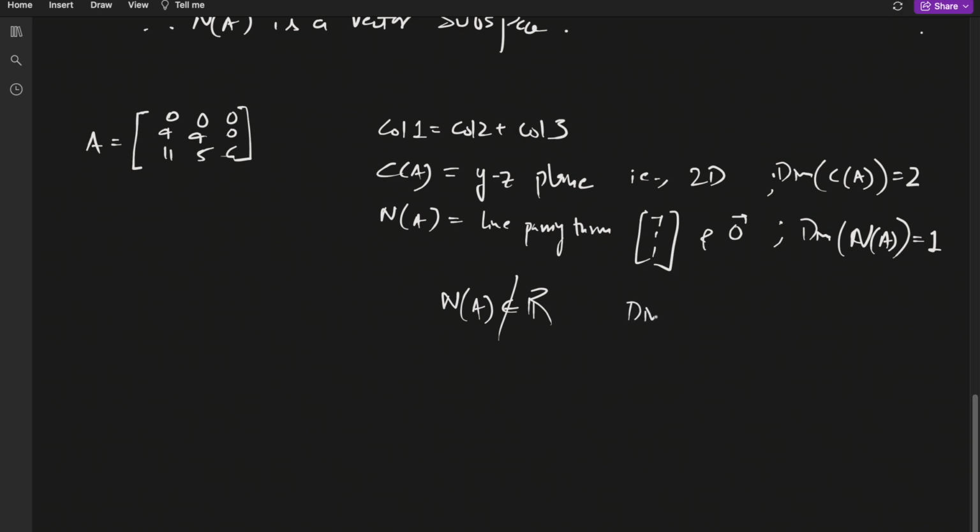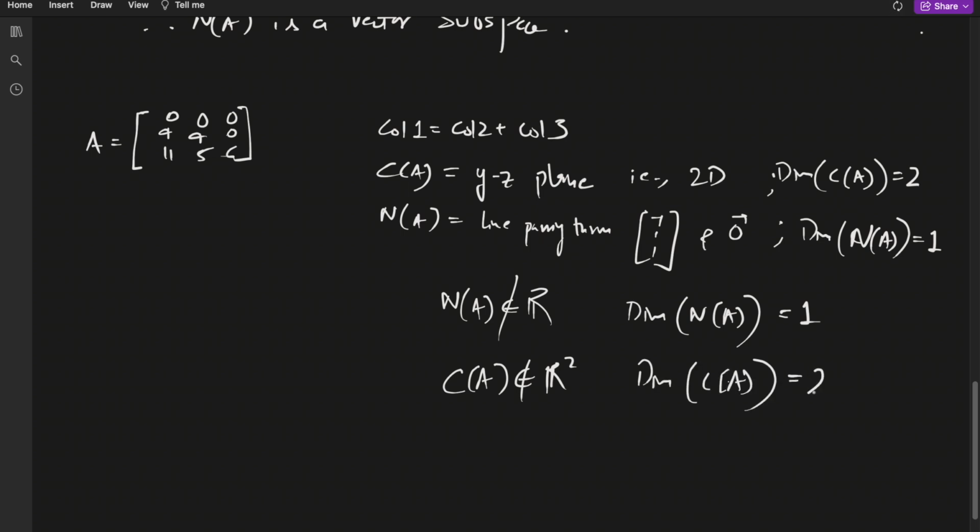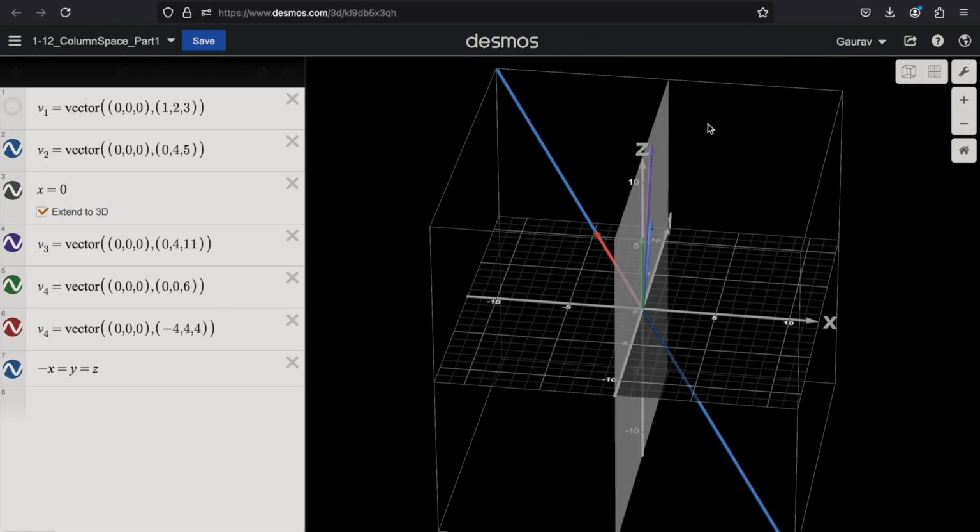The dimension of null space is 1. All right, the dimension of null space is 1. Similarly, the column space of A doesn't belong to R square. No, the dimension of column space is 2.